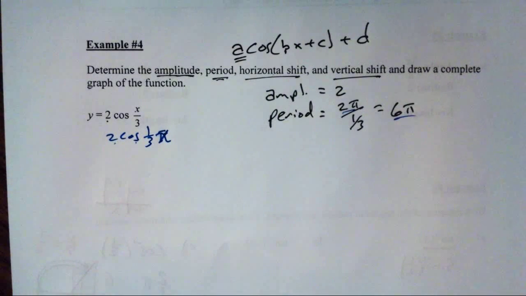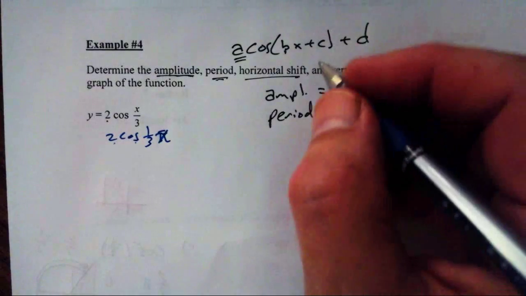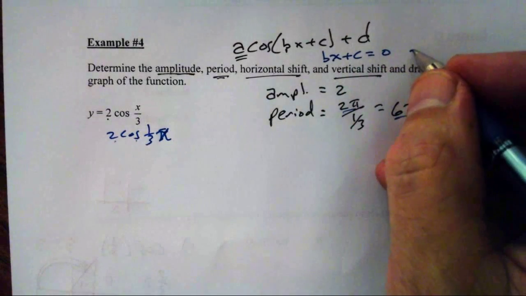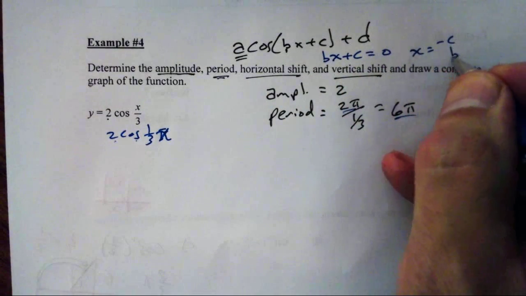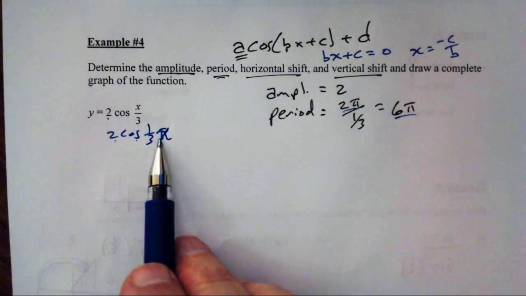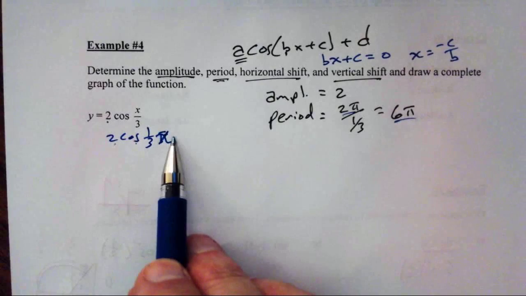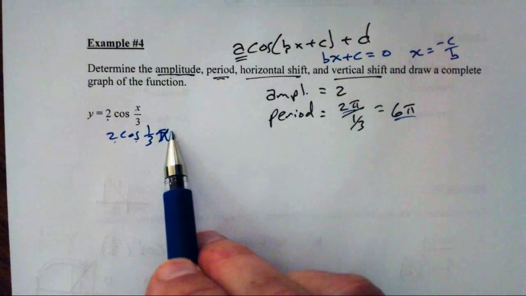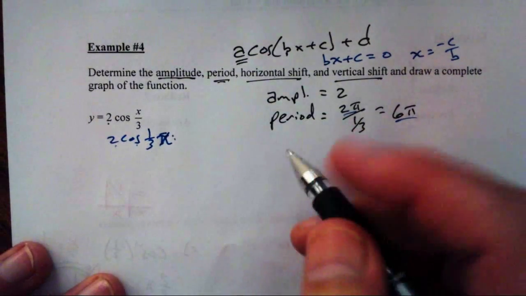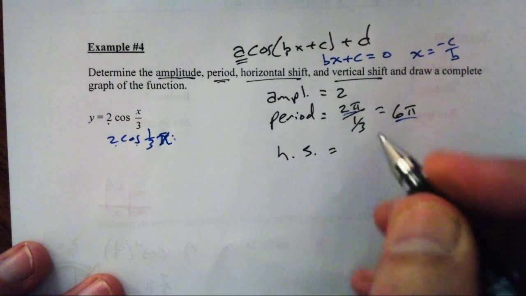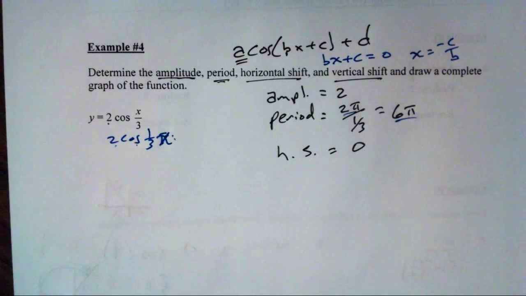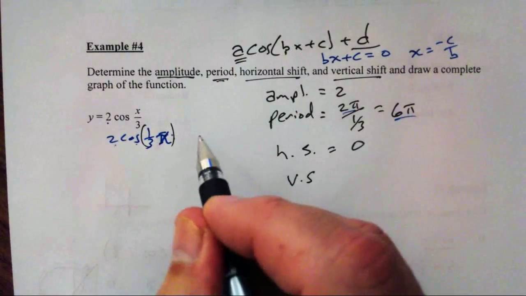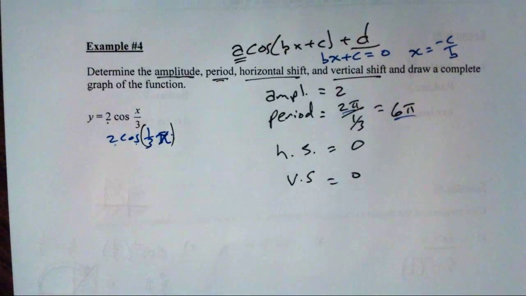Horizontal shift. We get the horizontal shift by finding what I refer to as the MIVOX. And we get the MIVOX by setting the argument bx plus c equal to 0. So the horizontal shift is -c on b. But in this case, there is no horizontal shift because I don't have a plus or minus number in here. So my c value is actually 0. So our horizontal shift is 0. And our vertical shift is always d. And I have no d here, so there is no vertical shift.